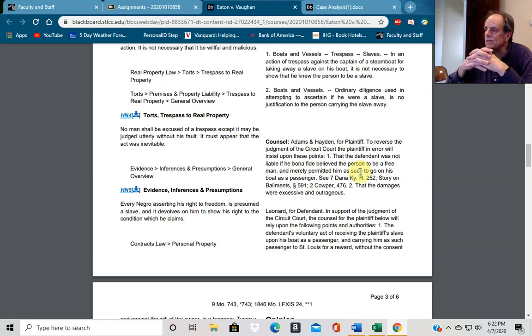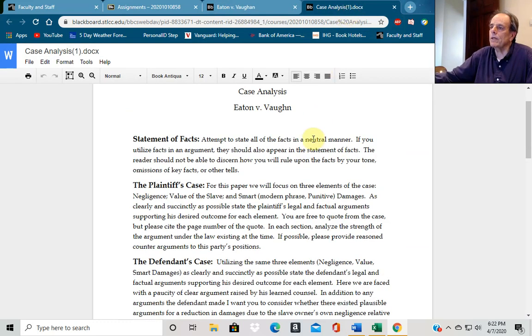So, I guess actually he addresses all three, because what we're talking about here is the negligence in permitting the slave onto the boat, the value of the slave, is he really worth $500? That was a lot of money back then. And then, our modern phrase is punitive or punishment damages. This is, hey, wake up and smell the roses. These damages are meant to teach you and others like you a lesson: don't do this again. And so I'm asking you to try to state what the plaintiff, Vaughn's, legal arguments are.